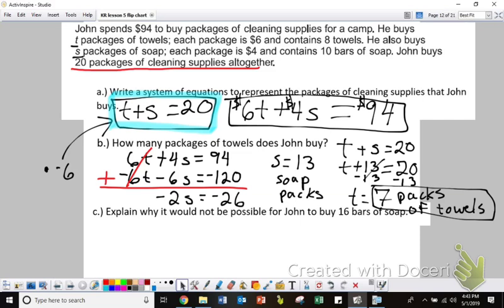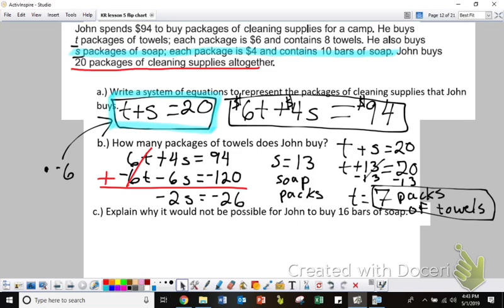Then the last one here. Explain why it would not be possible for John to buy 16 bars of soap. Okay, so if he wanted to buy exactly 16 bars, you have to look back at the original problem when it talks about what's in each package. So if we go back up to where it talks about what's in the soap package. So package of soap, each is $4 and contains 10 bars. So if each pack contains 10 bars, is he able to buy exactly 16?